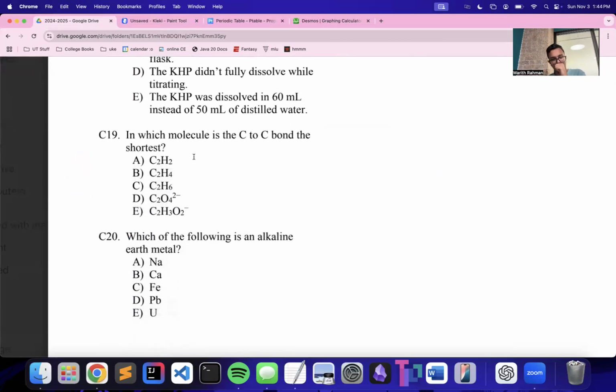Okay. In which molecule is the C to C bond the shortest? Okay, if I'm seeing which bond is going to be shortest, this is making me think this is going to be something to do with single, double, and triple bonds. Triple bonds are going to be shorter than double bonds, which are going to be shorter than single bonds. And the same thing works with strength. A triple bond is going to be the strongest because it's so close and short.